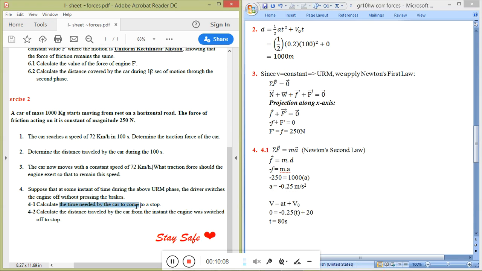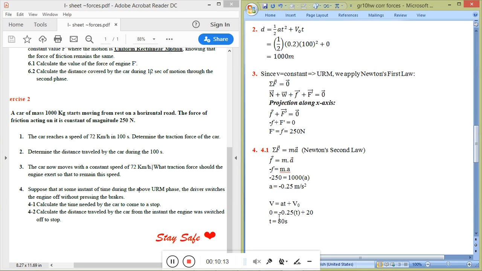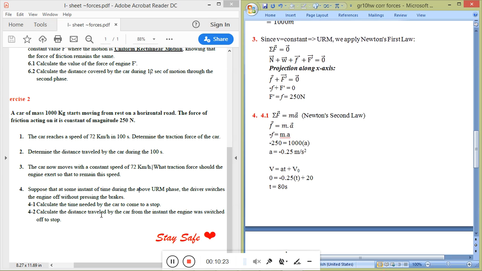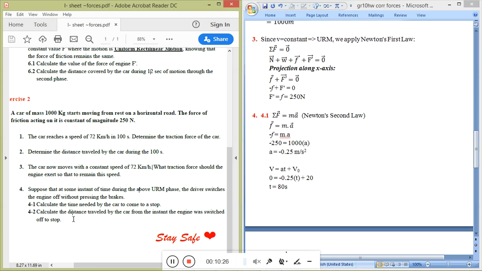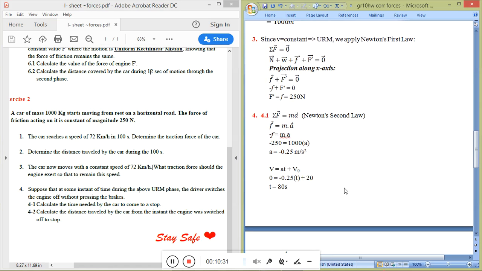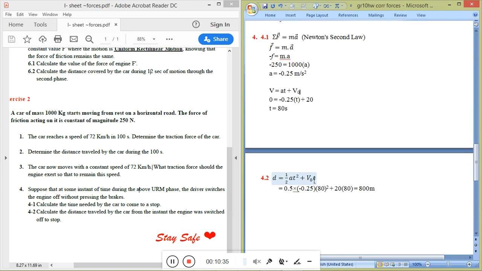We need the time in order for the car to stop. So the final velocity is equal to 0. The initial velocity is 20, which is 72 kilometers per hour converted into meters per second. The time here is 80 seconds. And the last question, calculate the distance traveled by the car from the instant the engine was switched off. So we have the time to calculate the distance. We use this equation, substituting the acceleration and the time, which is 80. We can calculate the distance as 800 meters.